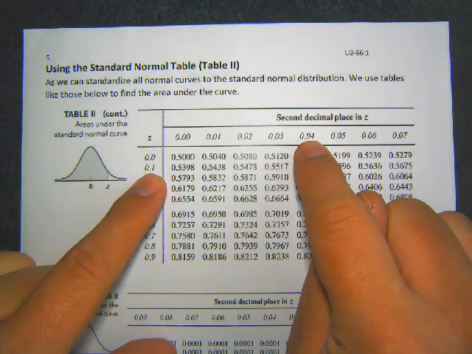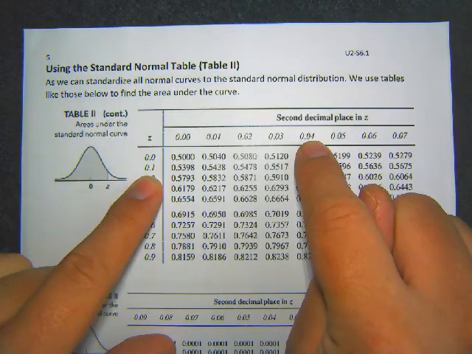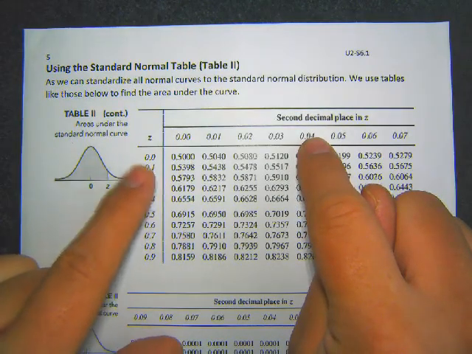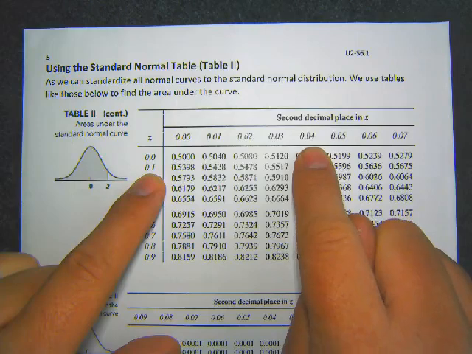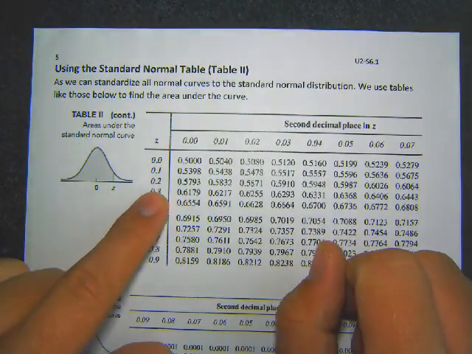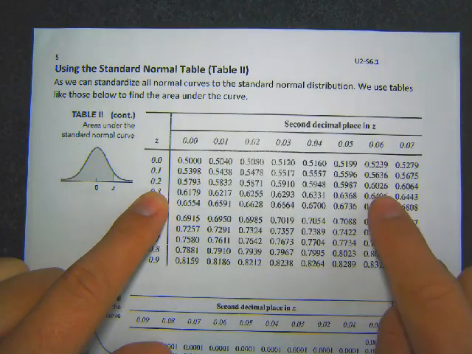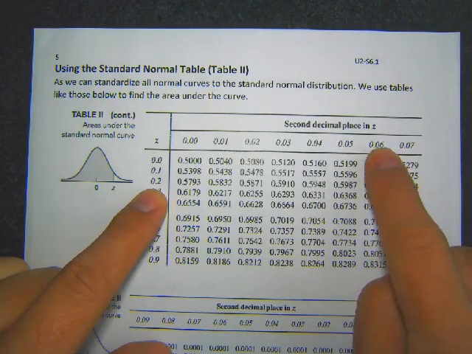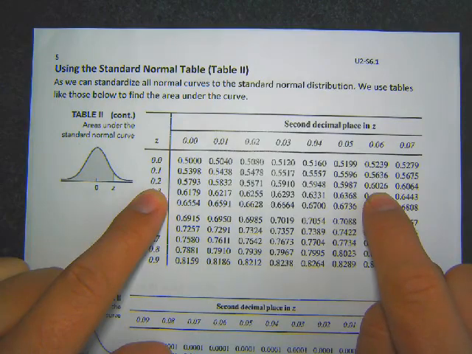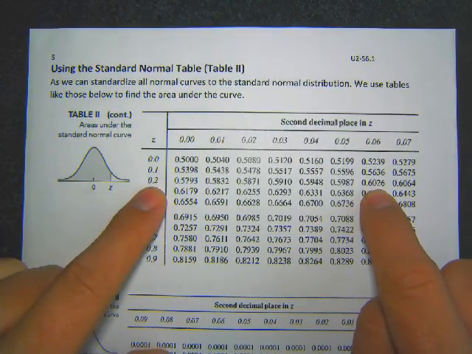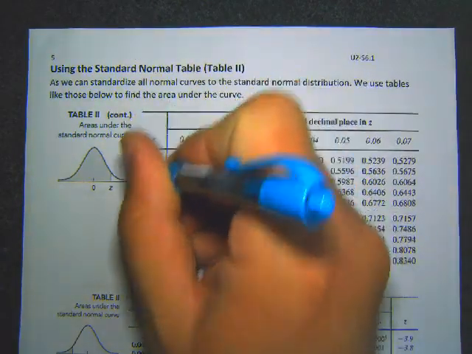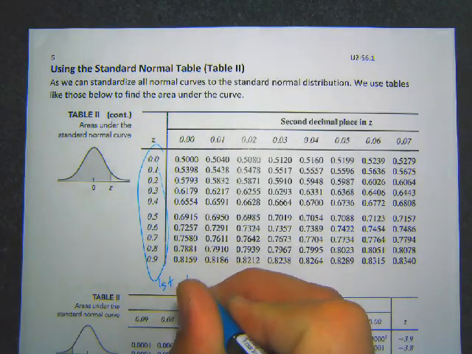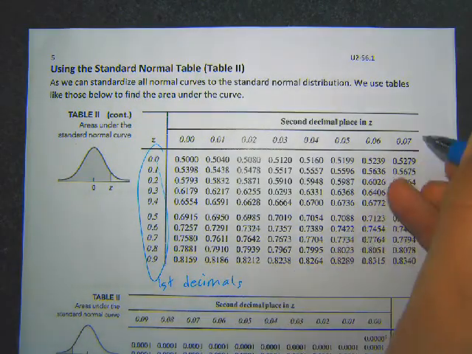So now to find the area left of the z-score, instead of having to use calculus, I just find the entry on the table that corresponds to 0.14, and it's right there. So 0.5557 would correspond to a z-score of 0.14. If I had 0.26, so there's 0.2 and here's 6, then I would go to that value because I have 0.2 and 0.6, and so it would be this 0.6026. So you're using the first decimals, and these are the second decimals.